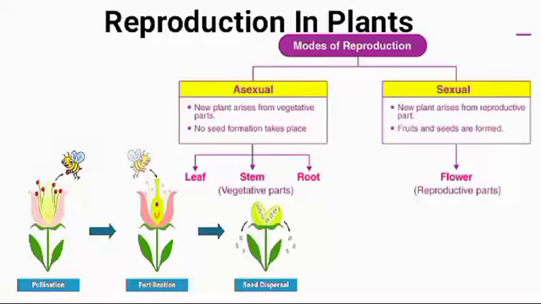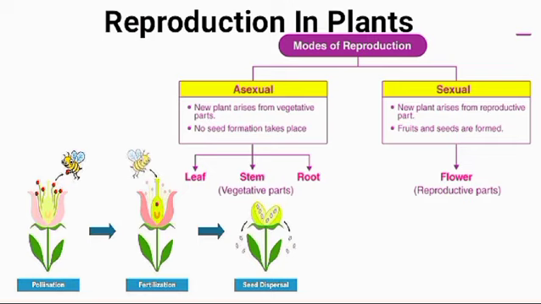Hello students, today's topic of this video lecture is on reproduction in plants. The process of producing new individuals from their parents is called reproduction. Plant reproduction is the process by which plants produce new individuals or offspring.